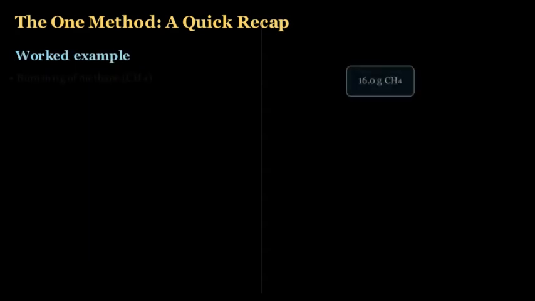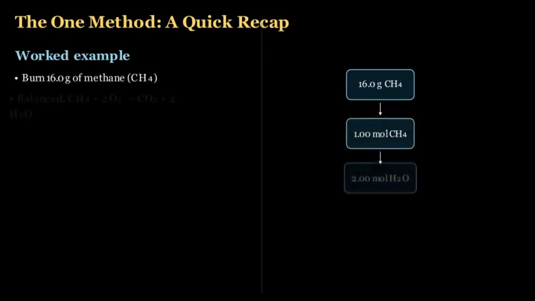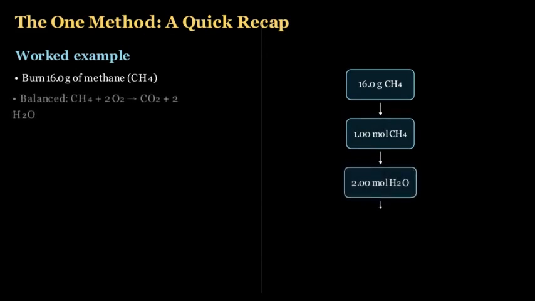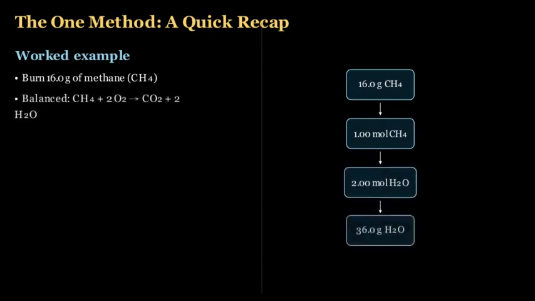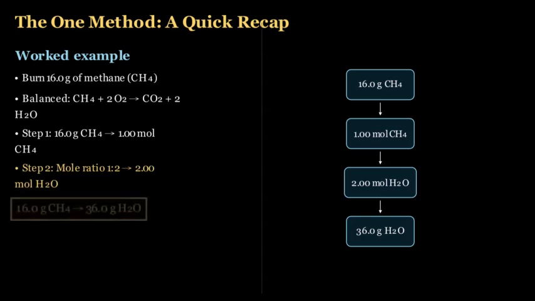Let's apply the full method to a single problem. How many grams of water form when we burn 16.0 grams of methane? First, we need the balanced equation, CH4 plus 2O2 gives CO2 plus 2H2O. Step 1, convert the given mass of methane to moles. The molar mass of methane is 16.0 grams per mole, so 16.0 grams divided by 16.0 grams per mole gives exactly 1.00 mole of methane.